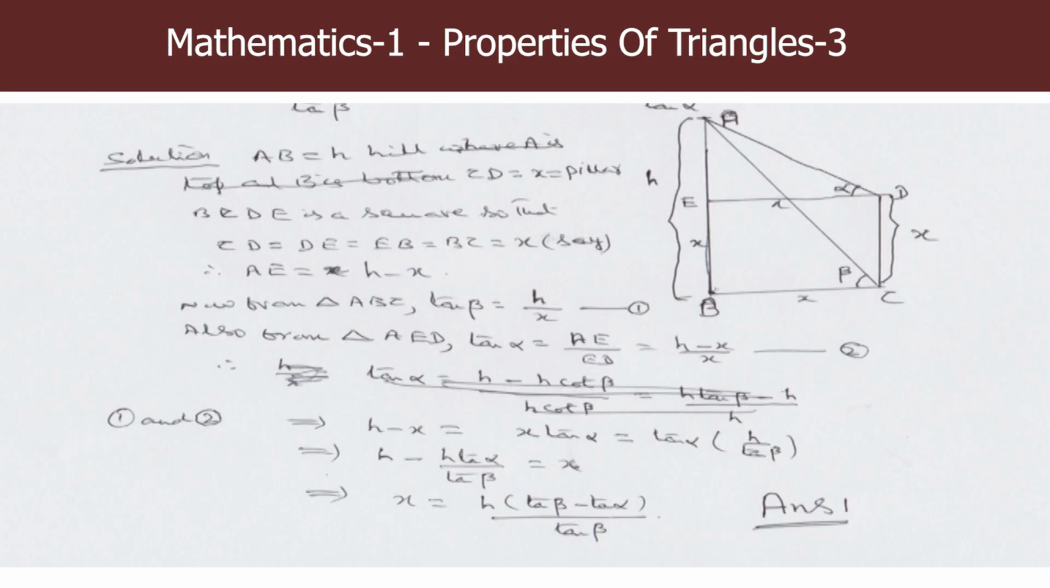Now from triangle ABC, tan beta is equal to H by X, reference number 1. Also from triangle AED, tan alpha is equal to AE by ED, which is H minus X by X. So H minus X is equal to X tan alpha, which is equal to tan alpha into H by tan beta. Therefore, H minus H tan alpha by tan beta is equal to X. So X is equal to H into tan beta minus tan alpha by tan beta.